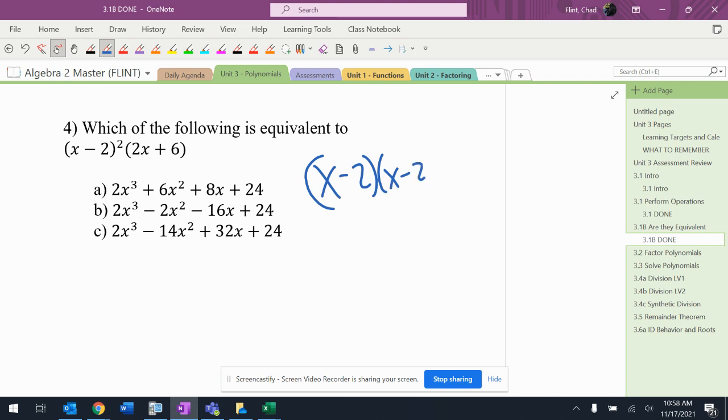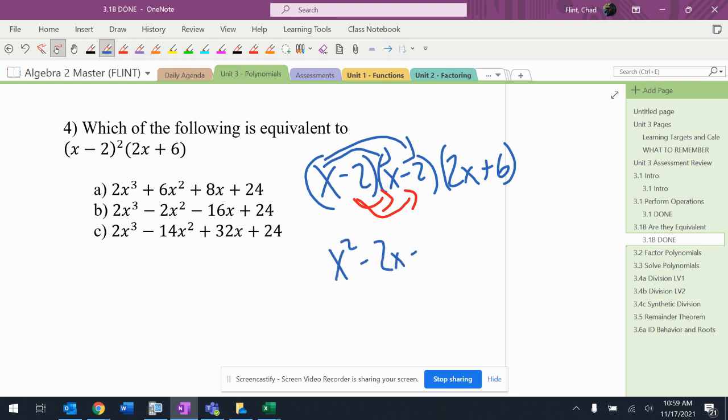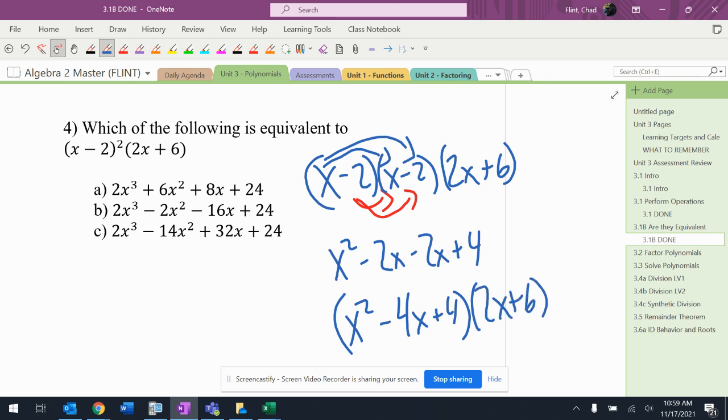So with the squared, that means it's times itself. And it doesn't matter what two you multiply, but you can only do two at once. So I'm just going to do the first two. So I'm going to get x squared minus 2x minus 2x plus 4. That's going to give me x squared minus 4x plus 4 for just the first two, and I still have this 2x plus 6 to deal with.